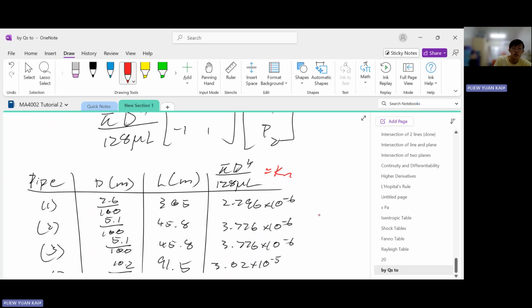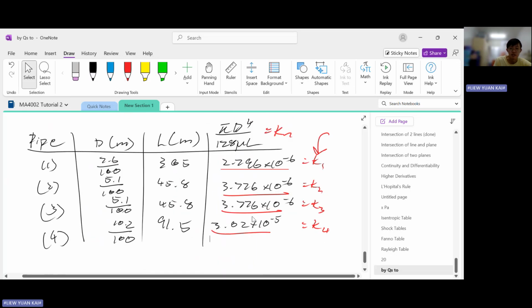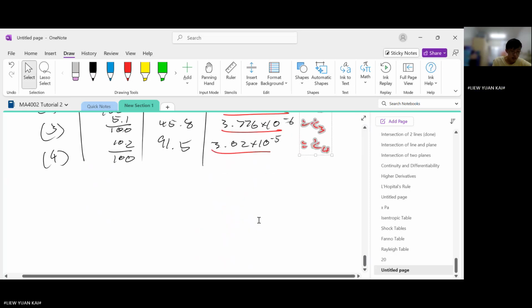Okay, so this one is K1, this is K2, this is K3, and this is K4. All these Ks here are just names that I give to these constants because it's such a mess to write this very unpleasant looking number. So just to keep it neat and tidy, I'll assign them some symbols, so that it's easier to do the element equilibrium equation.